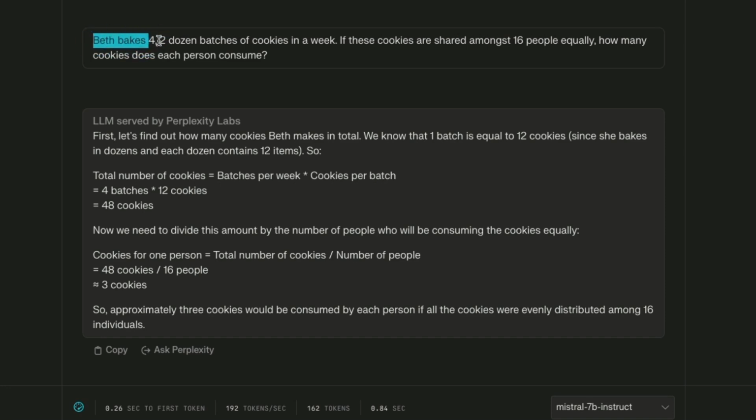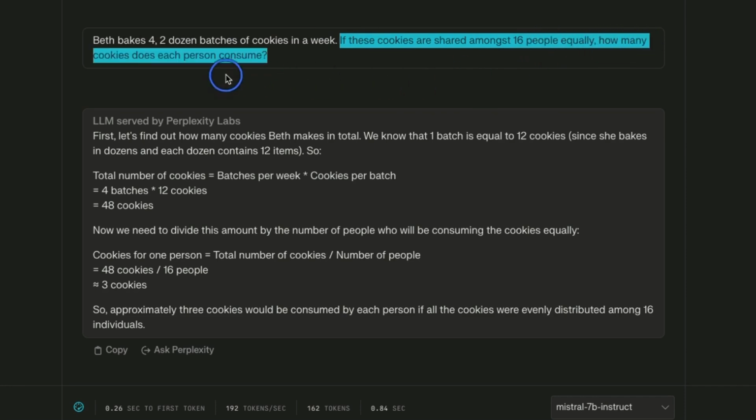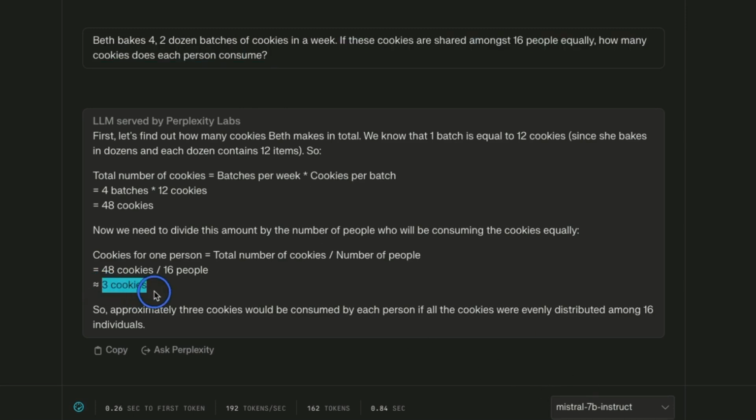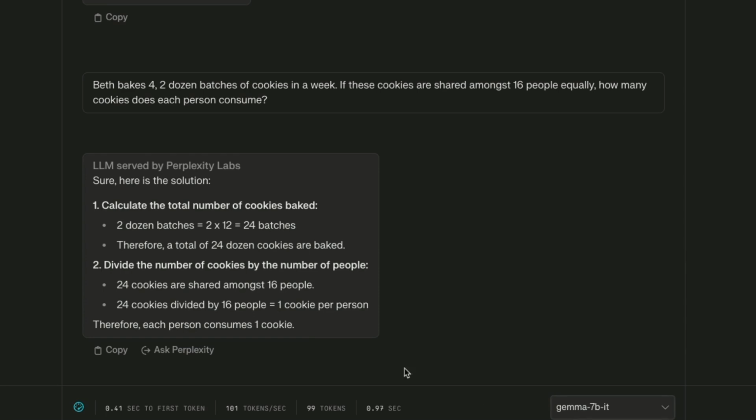Okay, so here's the first prompt that I tested. Beth bakes two dozen batches of cookies in a week. So, there are going to be a total of 96 cookies. If these cookies are shared among 16 people equally, how many cookies does each person consume? Now, the response from Mistral 7b is that each person is going to consume 3 cookies, which is incorrect because in the prompt it says 2 dozen batches of cookies, but here it's considering only one batch, and that's why it assumed that there are a total of 48 cookies, and the answer comes out to be 3 cookies per person.